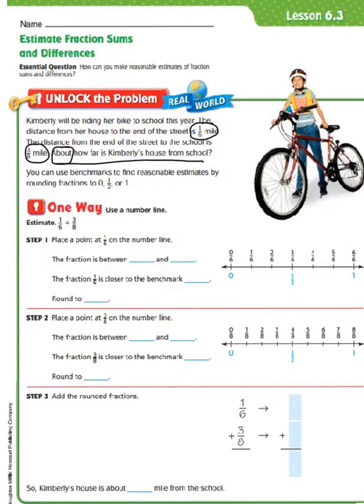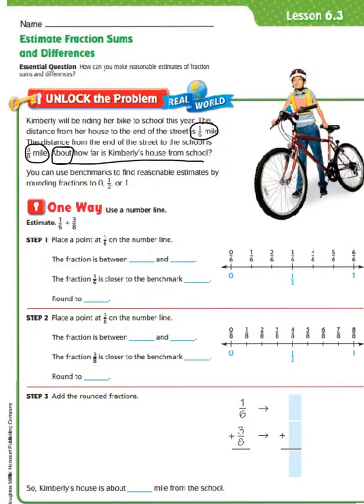It says that you can use benchmarks to find reasonable estimates by rounding fractions to 0, 1/2, or 1. So let's begin by looking at one way we can do this, and that is to use a number line. We're going to estimate 1/6 plus 3/8. We will begin by creating our number line, and at the top we will have it broken down into our sixths, and then at the bottom we have it broken down into our 0, 1/2, and 1.